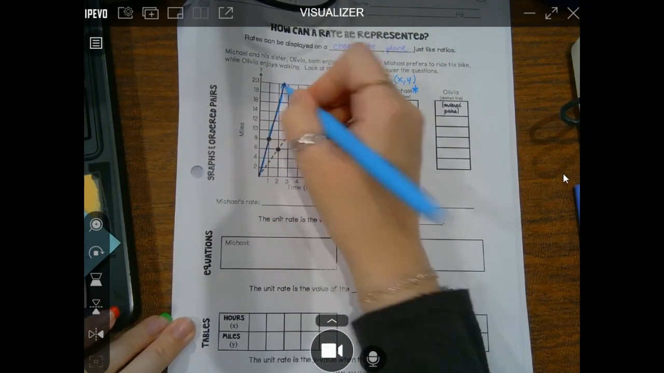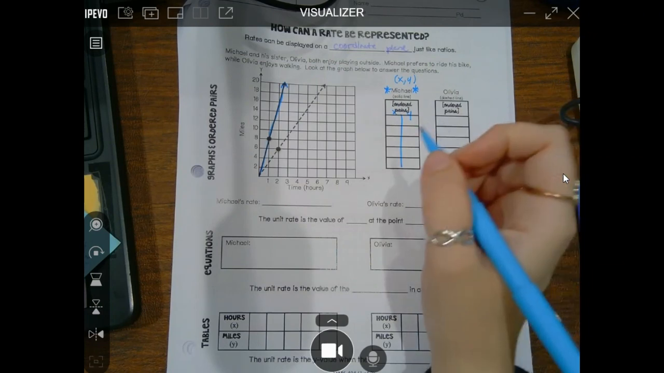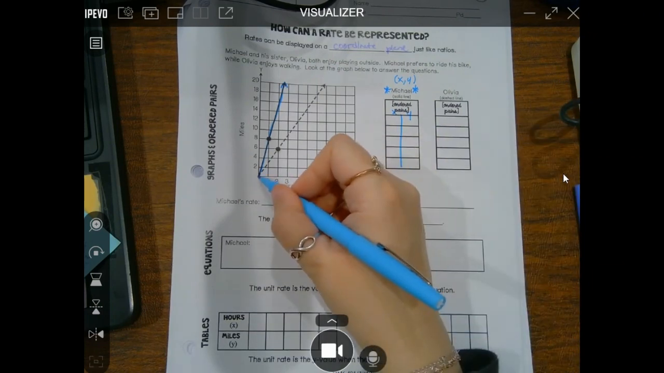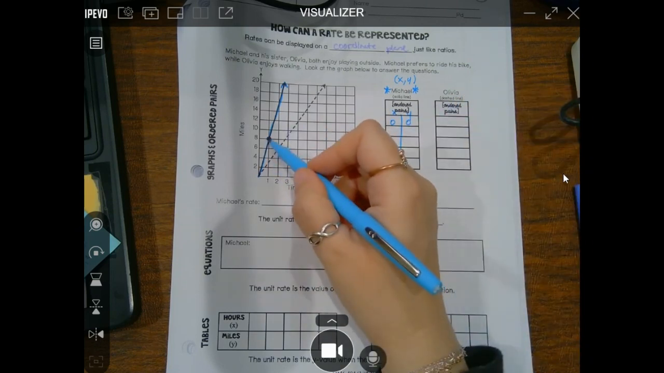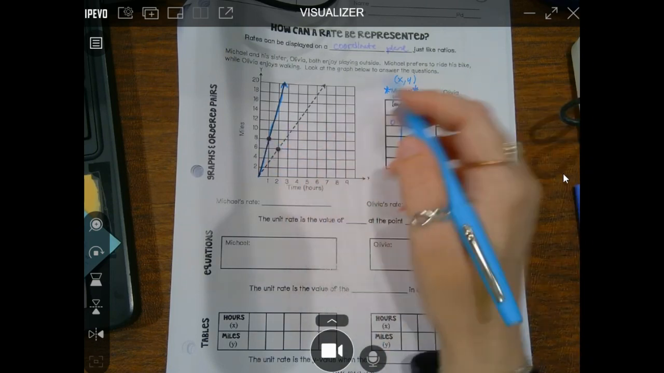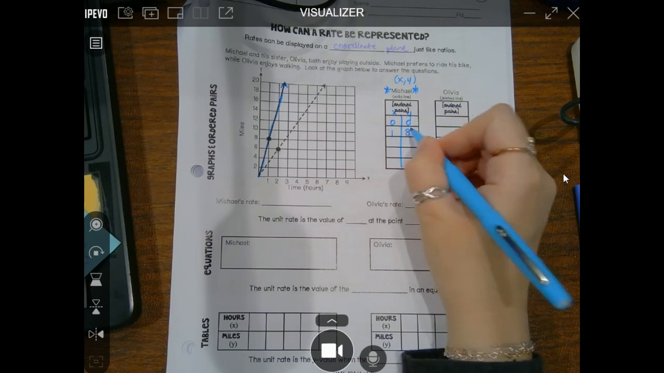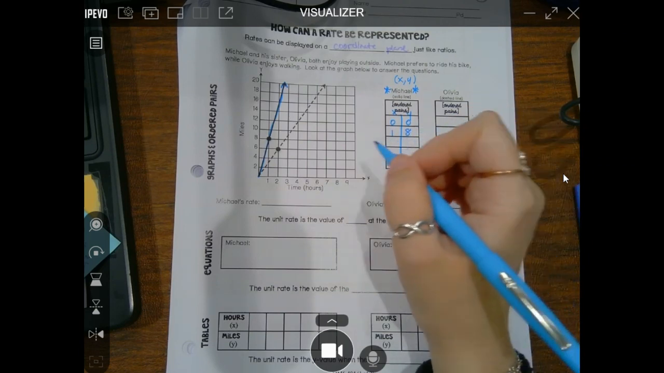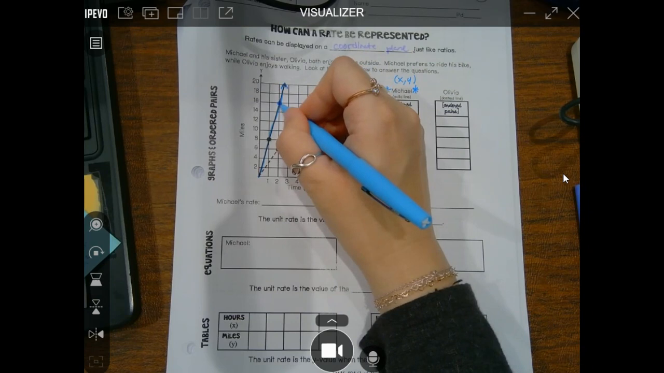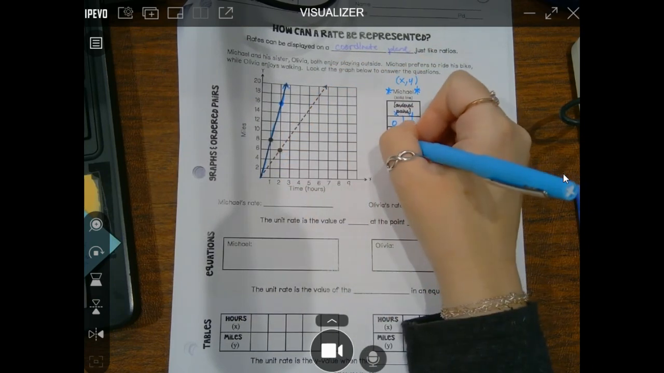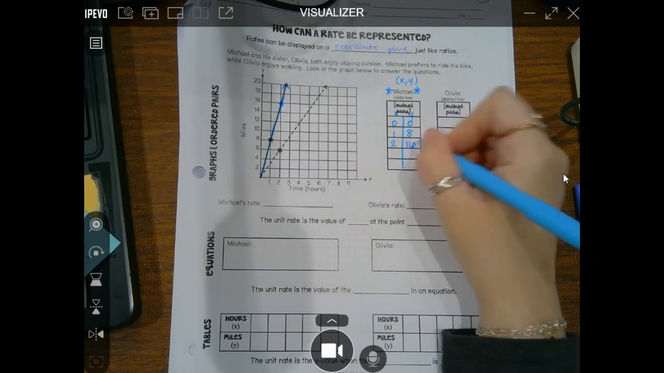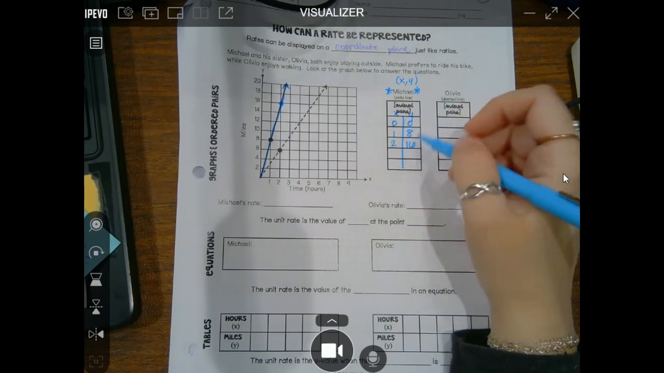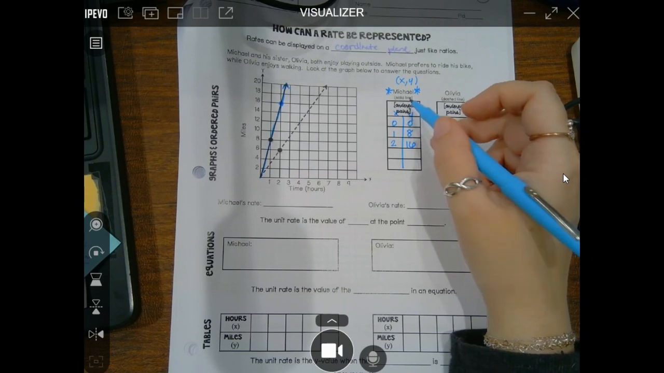So where are the points that you see on this graph? I see this point right here at the origin of 0, 0. The next point for Michael I see went over 1 and up 8. And then do you see any other points? I see a point right here that went over 2 and up 16. Okay, so I filled out the table, or I created ordered pairs for Michael.